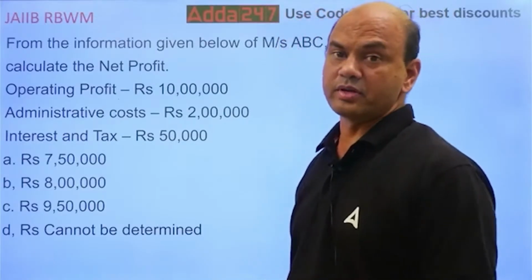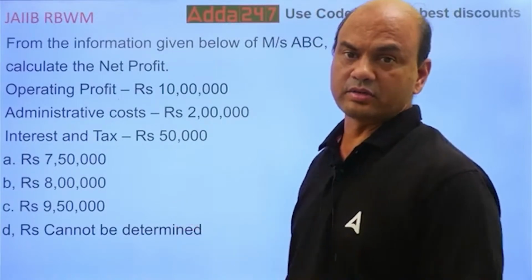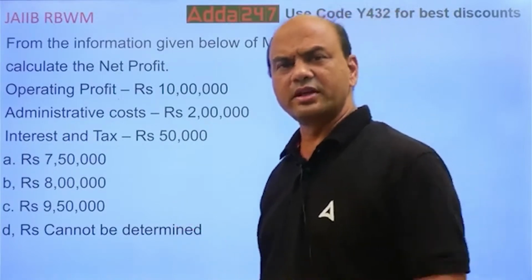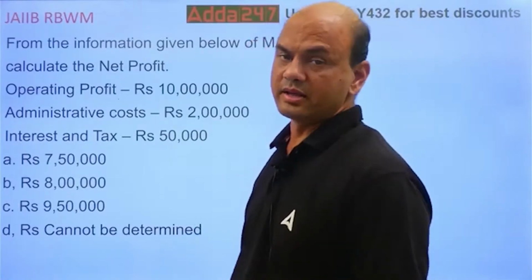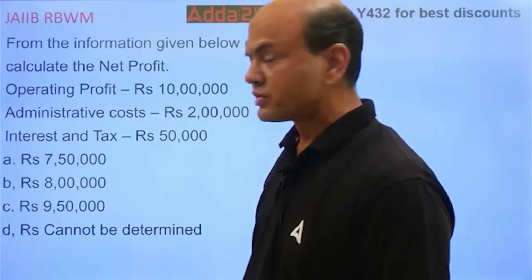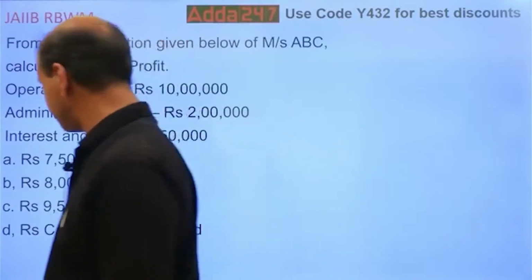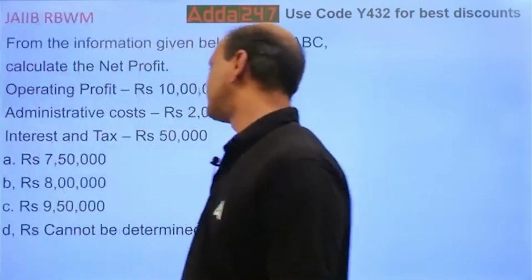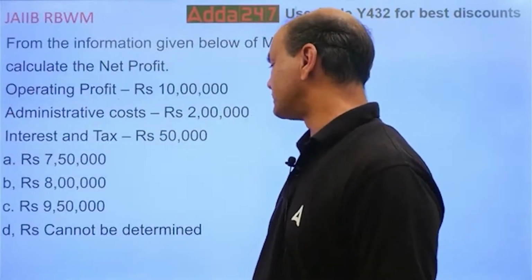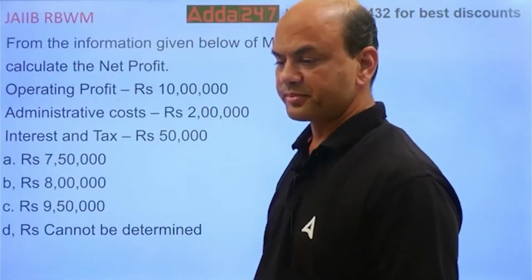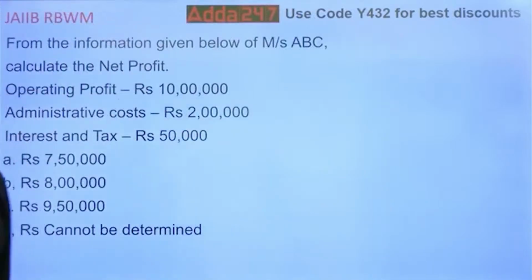Net. Net means what? After all the taxes are gone, everything is gone. It is called as NPAT. So what shall be the answer in this? Think over it. Is the answer 7,50,000? Is it 8 lakh? Is it 9,50,000 or cannot be determined? What should be the answer over here? Think, everyone.